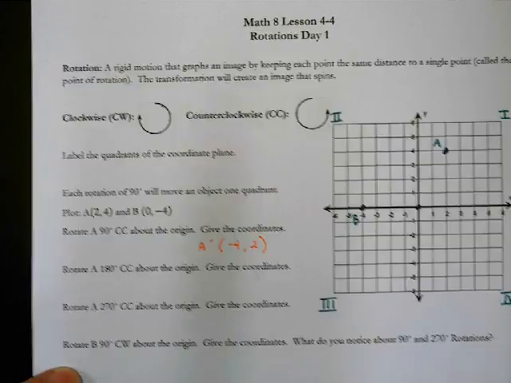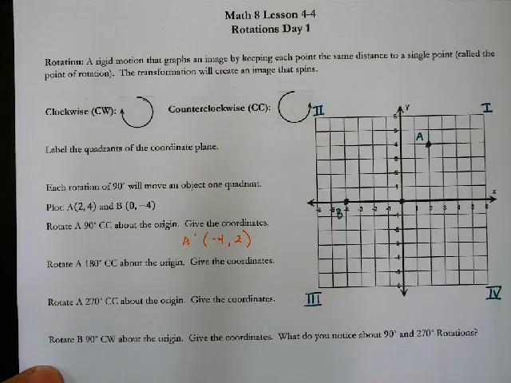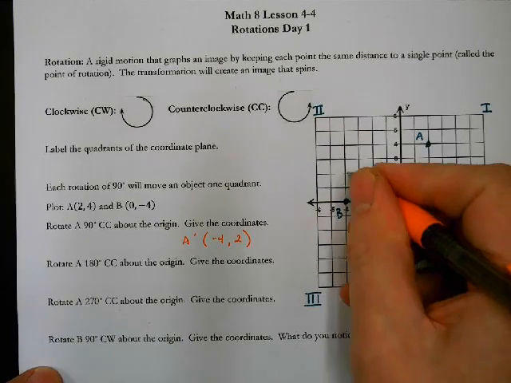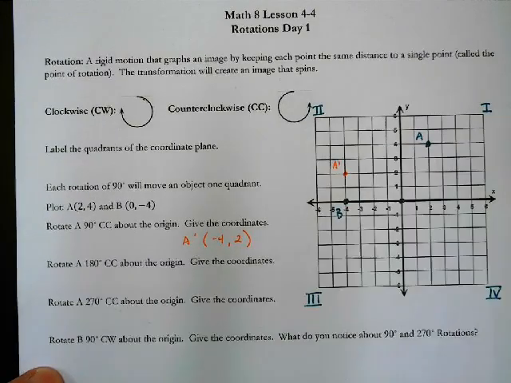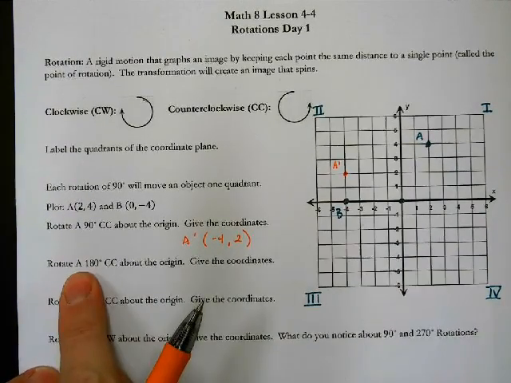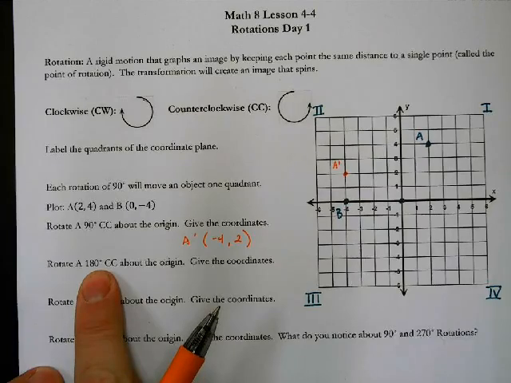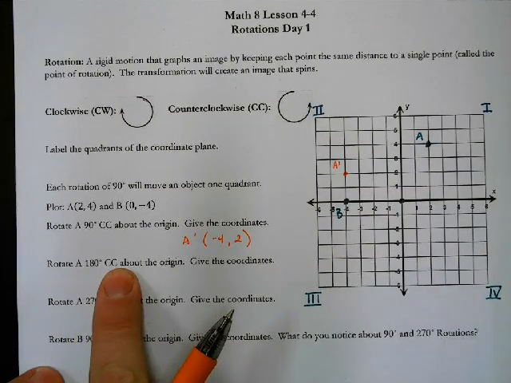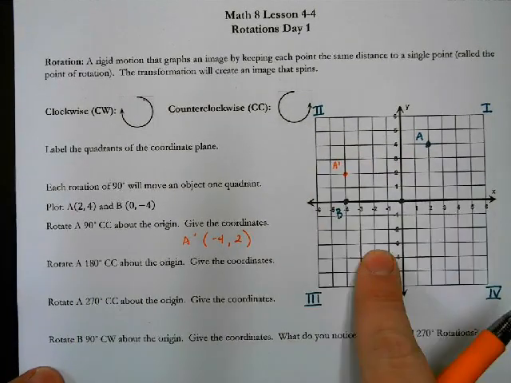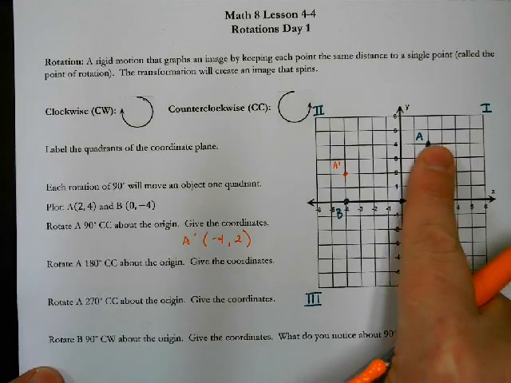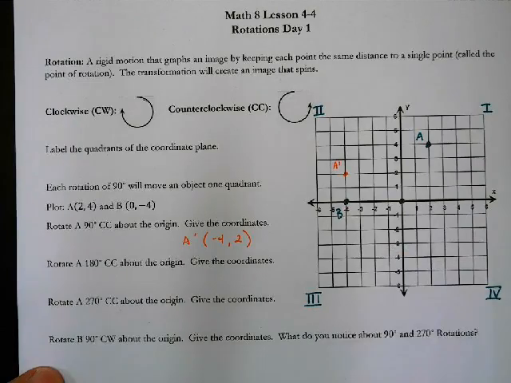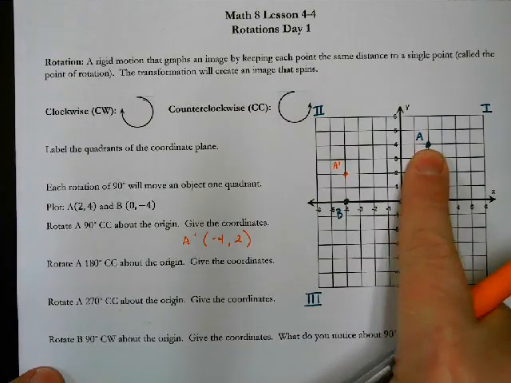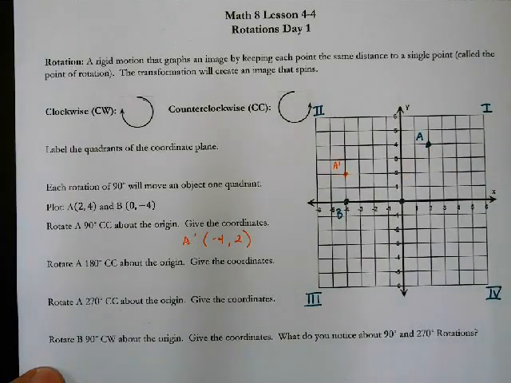Sorry, there we go. So that would be here. All right, now I want to take A and rotate it 180 degrees counterclockwise. Now that's going to mean that I move 2 quadrants to get there. So keep your eye on A, and we're going to spin it 2 quadrants.